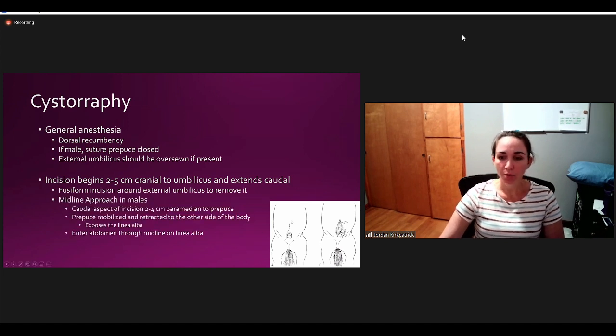The midline approach in males is as you extend caudally, because of the penis and prepuce, you have to make your midline incision become paramedian. And you can then retract the penis and prepuce laterally, as you see here, and then still incise on the linea alba that way. And that way you're still going through the linea as you enter the abdomen.